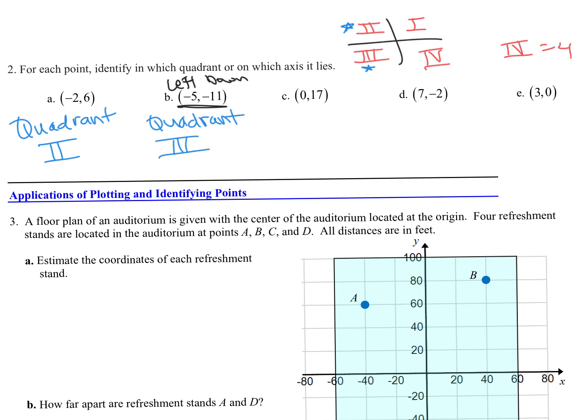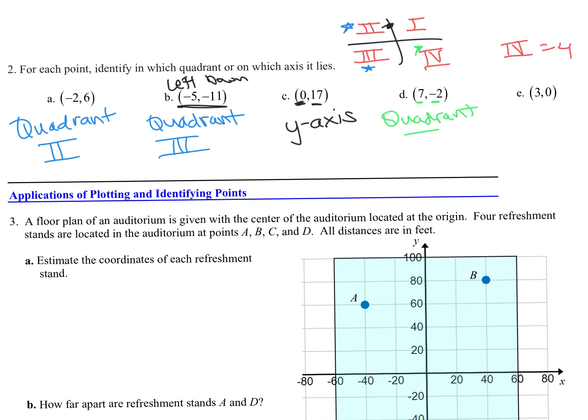Okay, and then 0, 17: I don't get to go left or right, I only get to go up. And so I would be right here. And remember, that's my y-axis. And then for 7, negative 2, I would go to the right and then down. So the right and down would have me fall into this quadrant, which is quadrant 4.